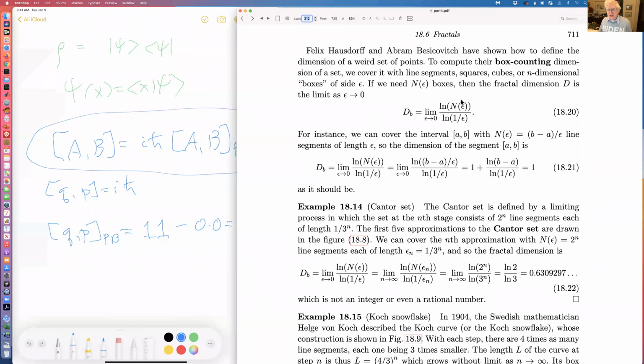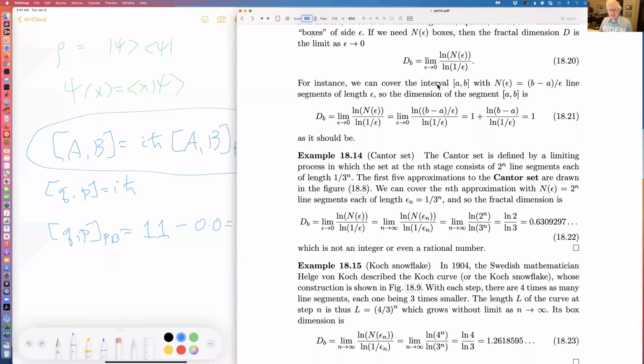And what you then take is the log of the number of boxes you need of size epsilon to cover the set, and you divide by the log of 1 over epsilon, and then you take the limit of that as epsilon goes to 0. That's called the box counting dimension.